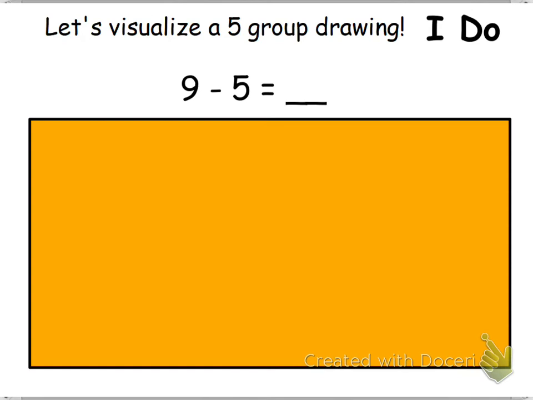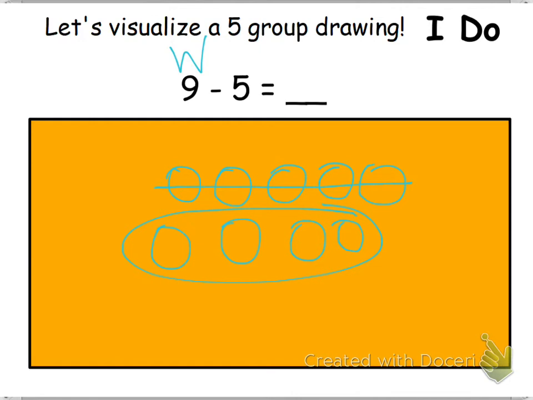Now, watch me as I do this one. 9 minus 5 equals blank. Wow, I can draw my picture. I know that 9 is my whole. So I am going to draw my 9 circles in a 5-group drawing. Remember, that means once I have 5, it's full. I have to go to another row. So now I have 9, and I'm going to take away 5. Circle what's left. How many do I have left? Whisper it to me. How many do I have left? Right. 1, 2, 3, 4. Great job.